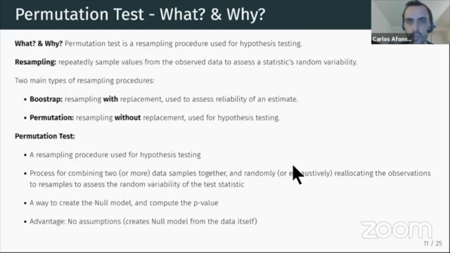Now that we have all this computational power, the permutation test is a good way of doing hypothesis testing because we have the computational power to do it. It's possible for us to do it now. And the permutation test makes no assumptions about the distribution of the data, the distribution of the population. It uses the data itself from the sample that we have to create the null model that represents the null hypothesis. Okay, so that's an important advantage of the permutation test.